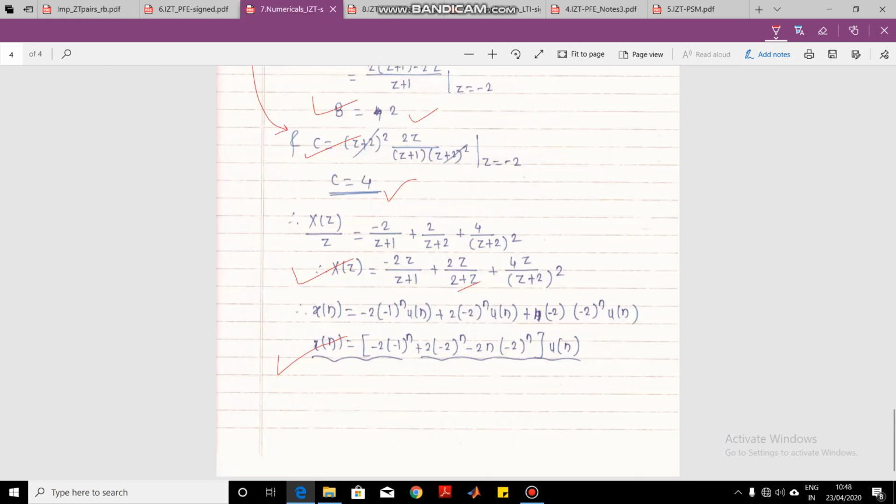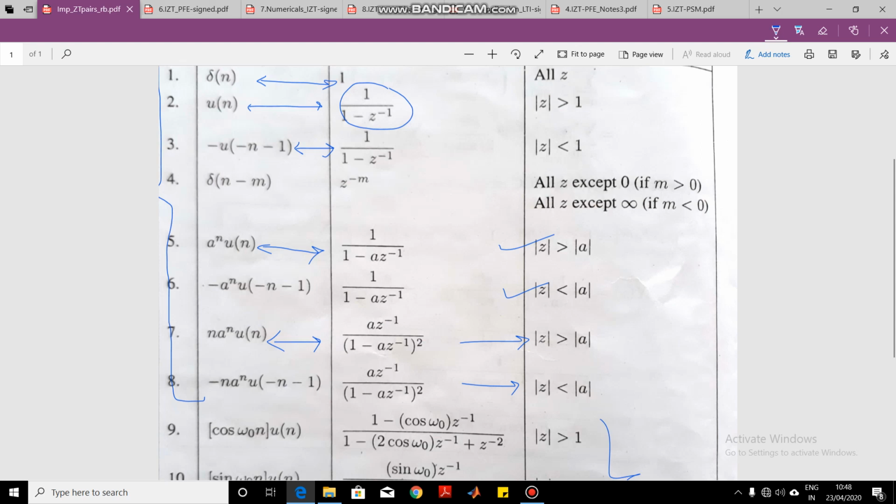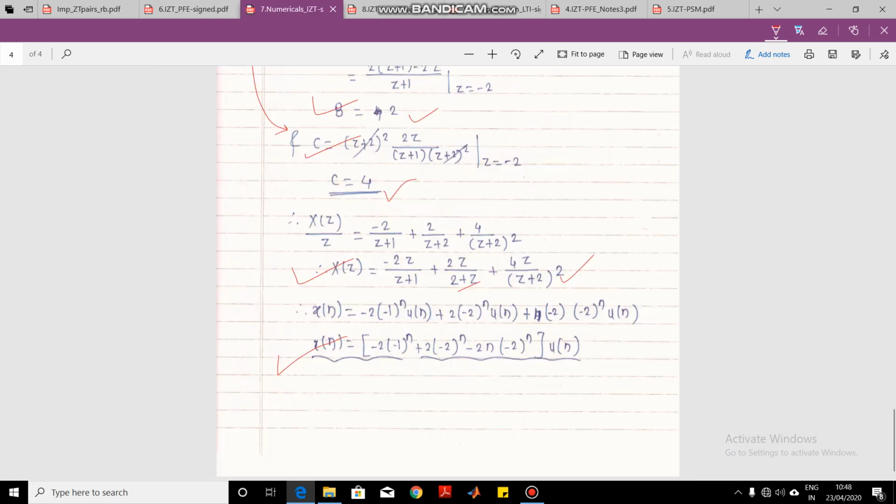But here since we were having a plus sign, what we do is Z upon Z minus of minus 2. So the standard pair will become minus 2 raised to n u of n. And in this case it is squared, it is Z plus 2 squared. That's why it fits in this formula, Z upon Z minus A squared. So we have to multiply it by n also. That's why we multiplied here with n. So in this case we had got n also.